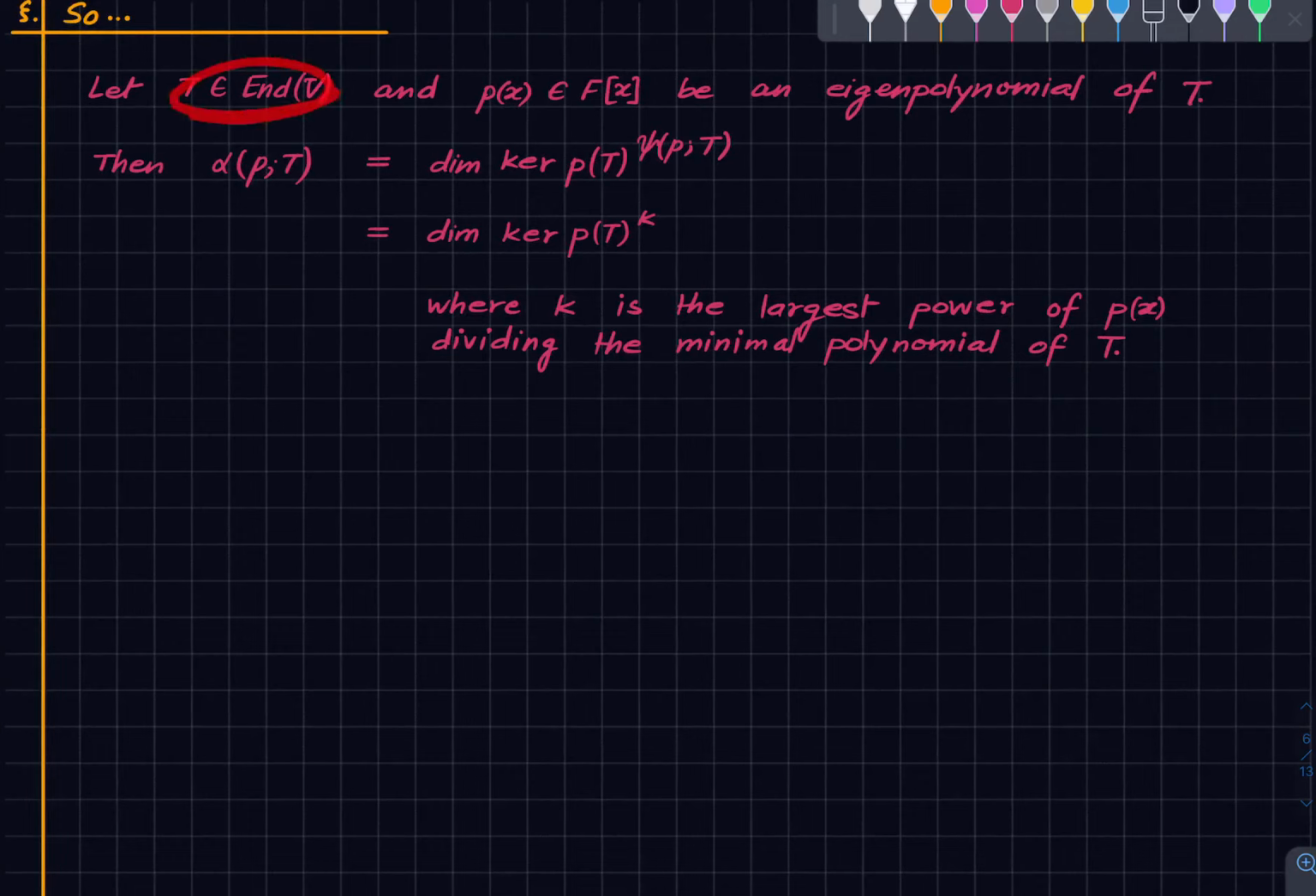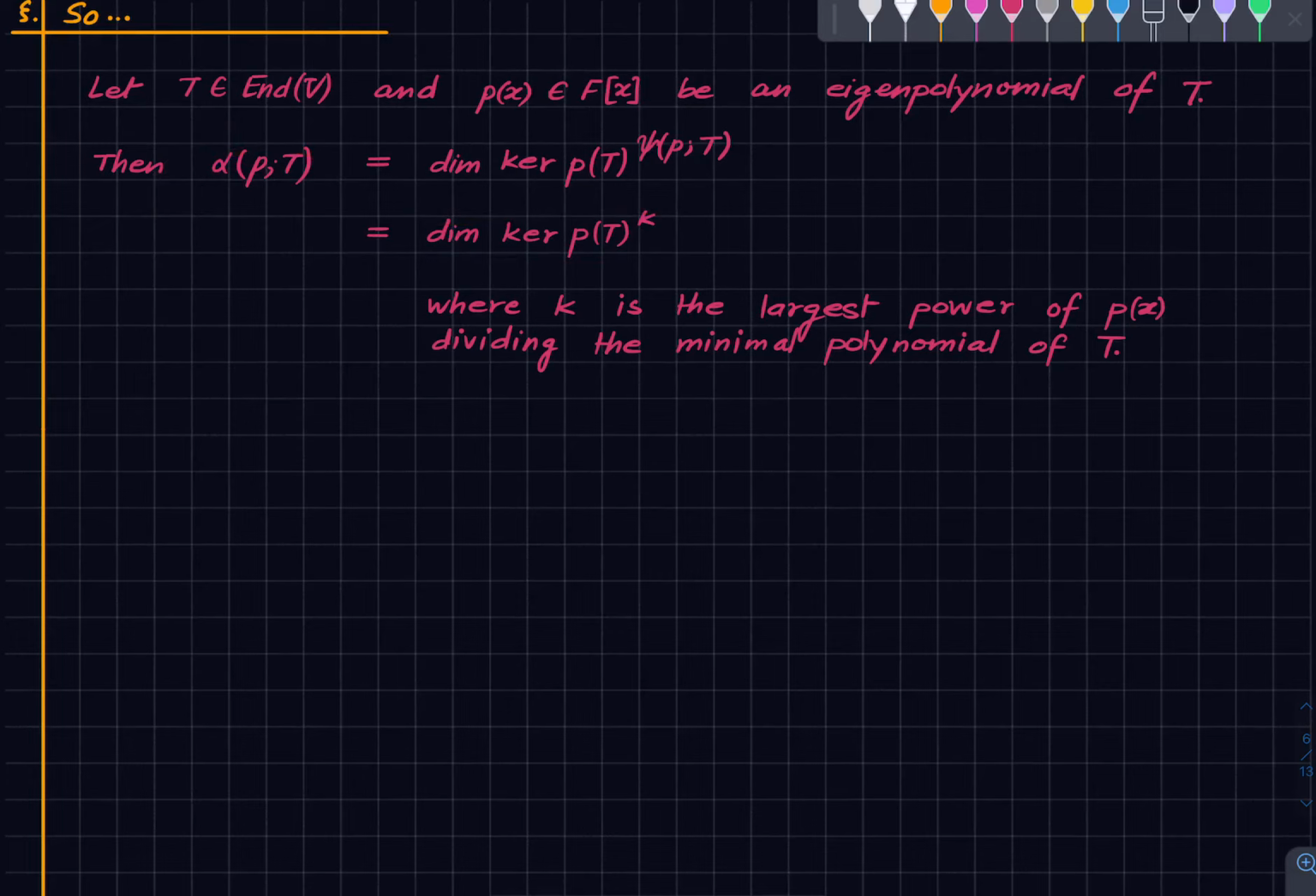If we have an endomorphism on a vector space V and Px is an eigen polynomial of the endomorphism, and this is the algebraic multiplicity, then, well, this equation holds immediately by the definition of the saturation exponent. But what we have shown is that this is actually equal to that, where k is the largest power of Px that divides the minimal polynomial of T. So this is what we have shown in the previous argument. This is contained in the previous proposition, I mean.